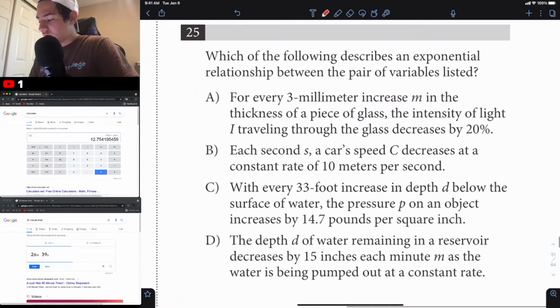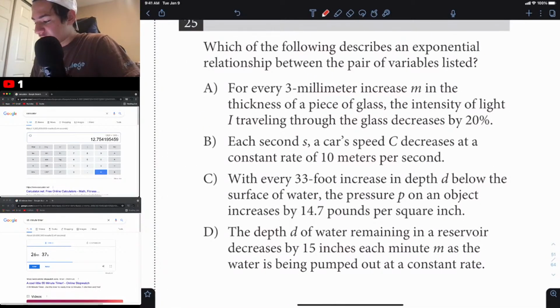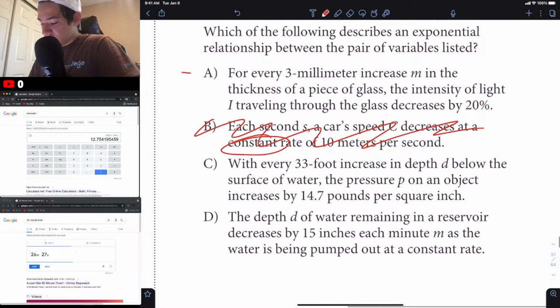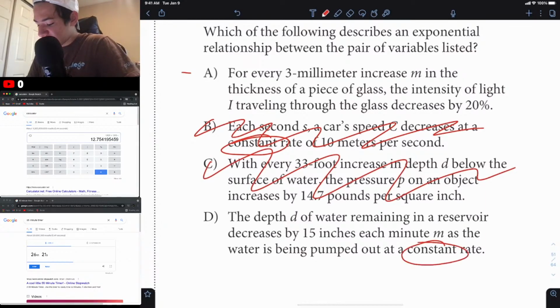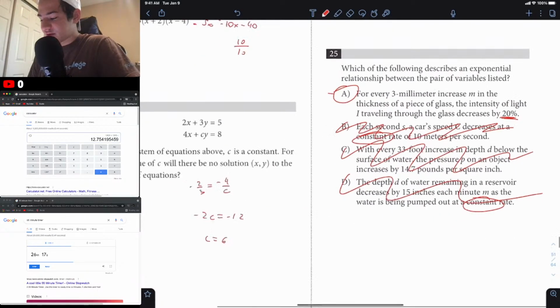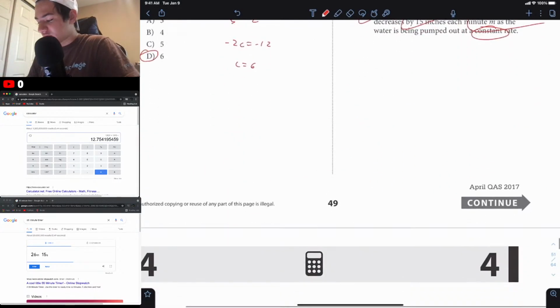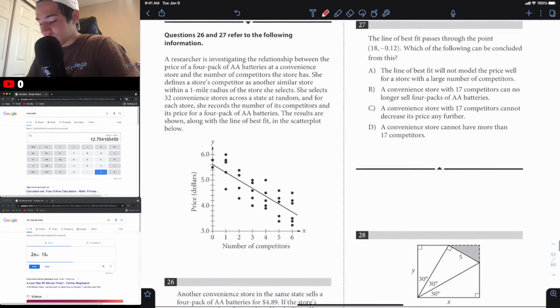Which of the following describes an exponential relationship between the pair of variables listed? Okay, this is very exponential. Nope, this is constant, not exponential. This is also constant. It literally says constant rate. Exponentials are not constant, and we can see that by a percentage, because if you increase by a percentage, it's going to just get larger and larger, compound interest kind of thing.